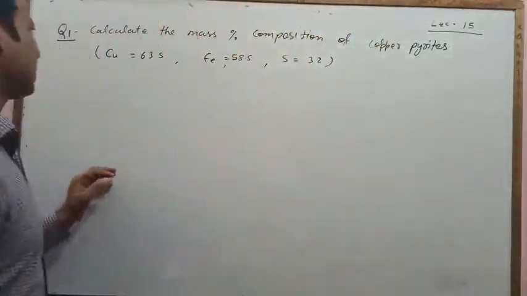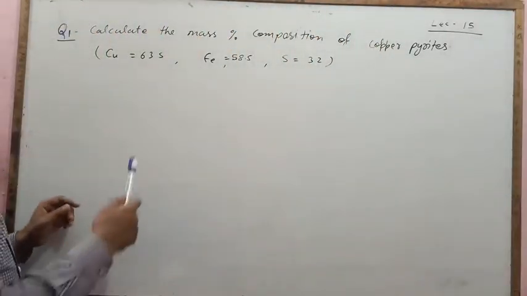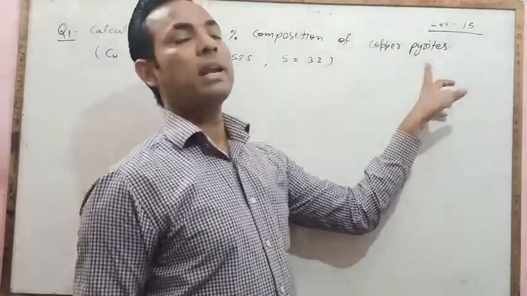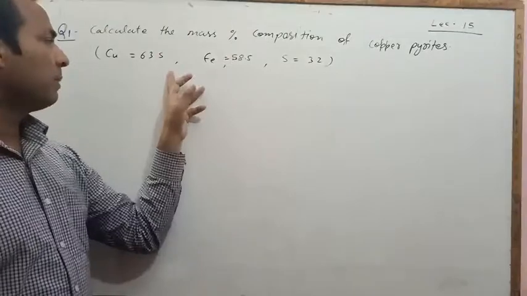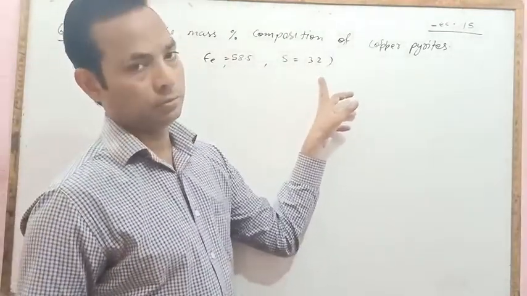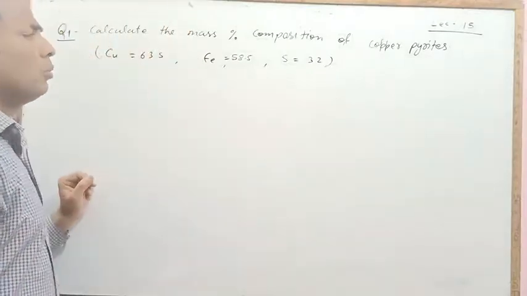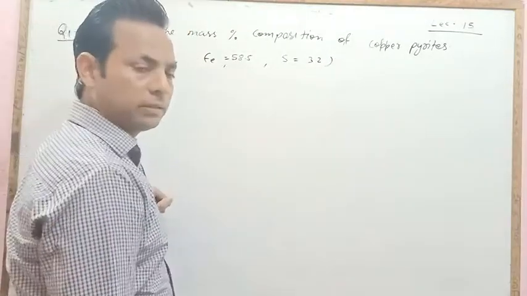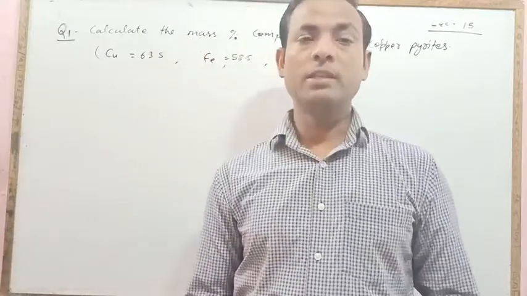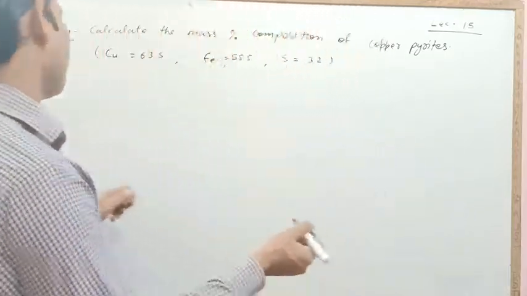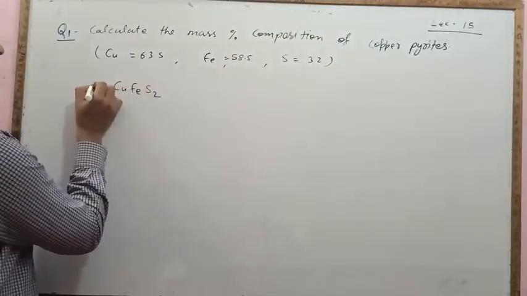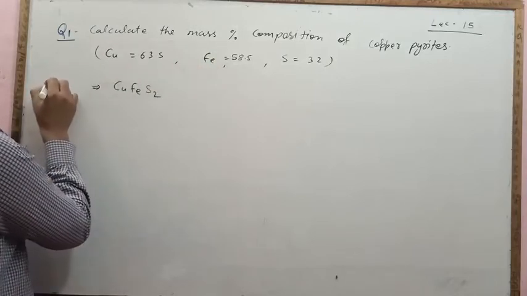So look here, the first question. The first question is written: calculate the mass percentage composition of copper pyrites. Copper atomic mass is given as 63.5, iron 58.5, sulfur 32. So first, do you know the formula of copper pyrites? Copper pyrites is an ore of copper. Its formula is CuFeS2. It is the formula of copper pyrite.